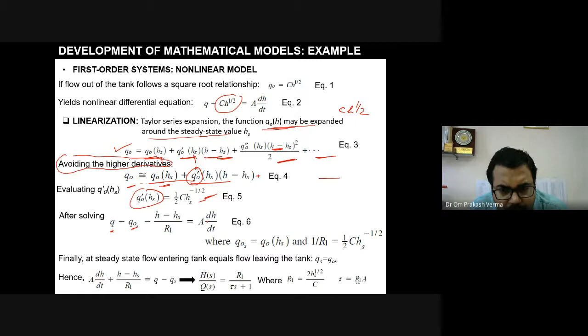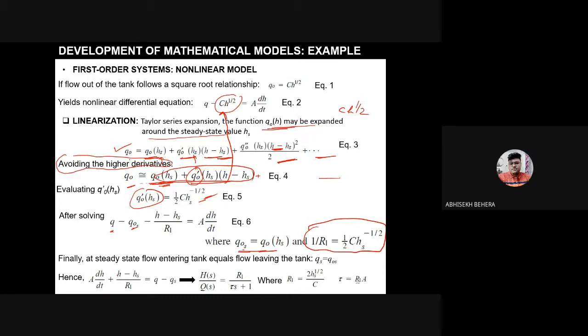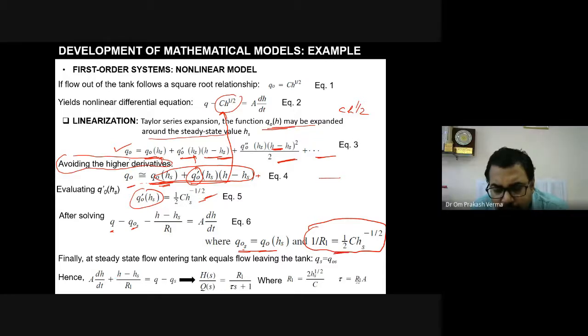Yes or no? Okay. Sir, what is R1? R1 is defined here. And what is Q naught s? Q naught is equal to Q naught Hs. Just put this value in this equation and you can solve. R1 is the wall resistance, and it is defined like this. Just put this value and try to solve this equation, substituting this R1.